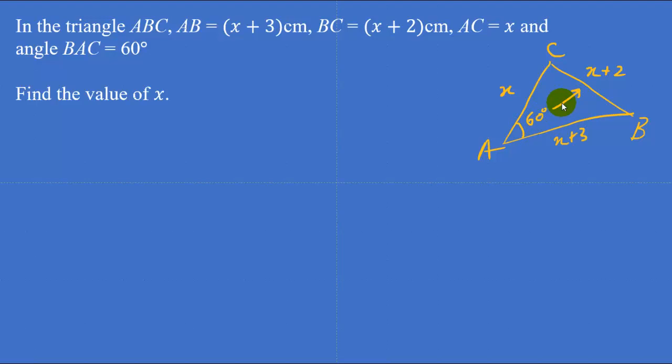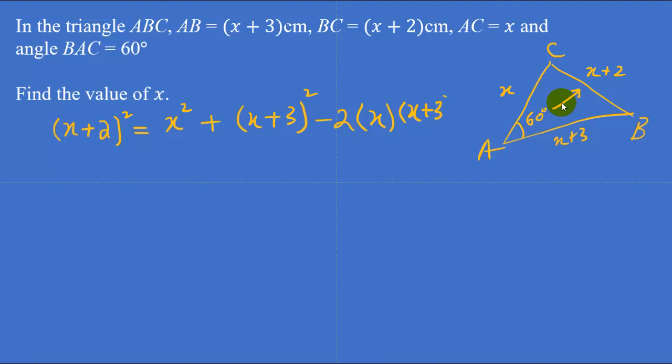So according to the cosine rule formula, this x plus 2 whole square will be equal to the square of the rest of the two sides, x square plus x plus 3 square, minus 2 into first term into second side, and then multiply cos of this included angle. Now using algebra, we use the identity for x plus 2 whole square.